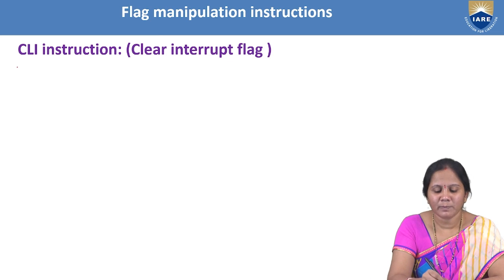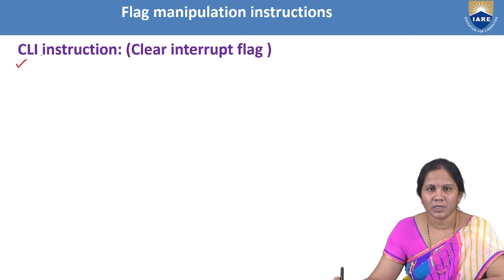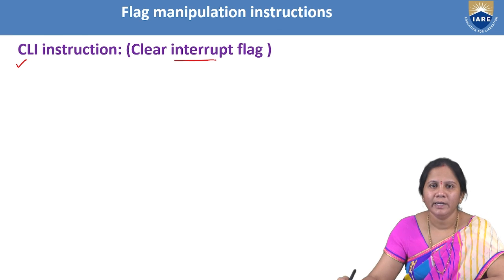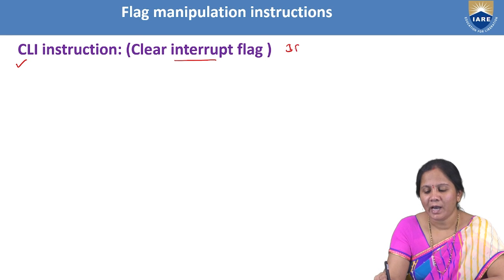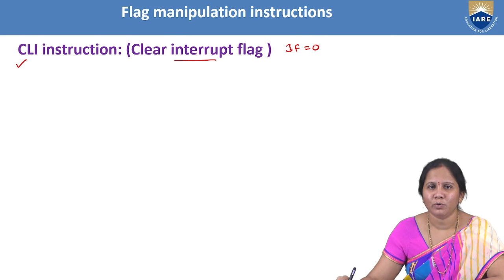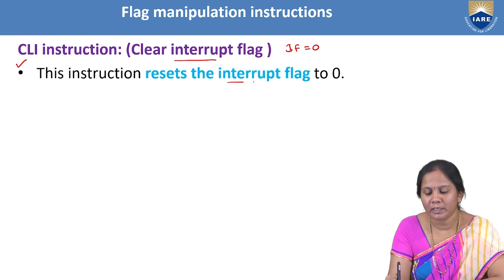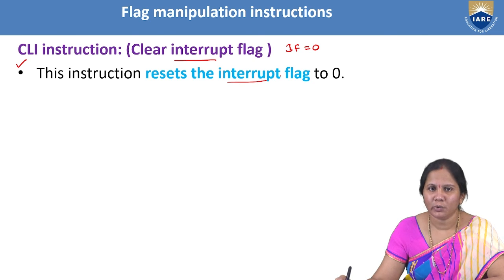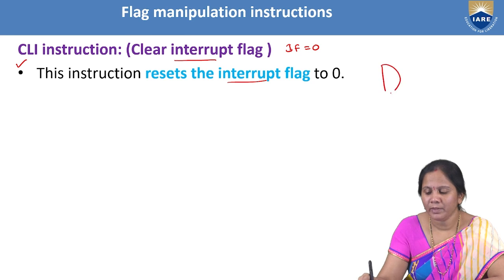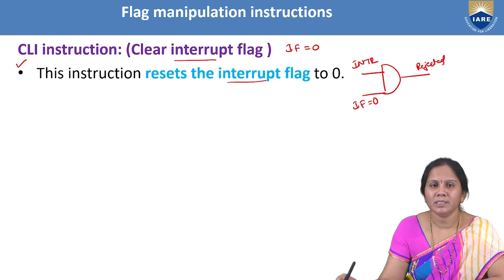And the next flag manipulation instruction is CLI instruction. CLI represents clear the interrupt flag. Clearing the interrupt flag means the IF bit is made as 0. If this instruction is executed, the interrupt flag bit will be made as 0. So if any interrupt is coming through the INTR signal, and if this IF bit is made as 0, that particular interrupt will not be accepted by the 8086 microprocessor.